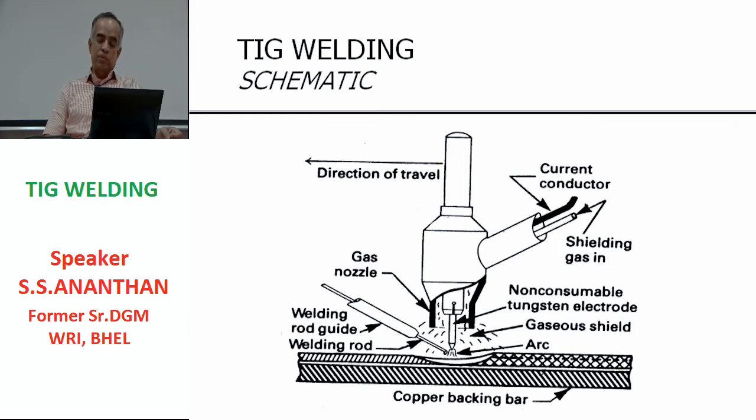As you can see in the picture, the torch is connected to a power supply where the electric power is given along with the shielding gas. The filler material is added externally, either by a manual method or by an automatic method using a mechanized wire feeder, as we will see later.